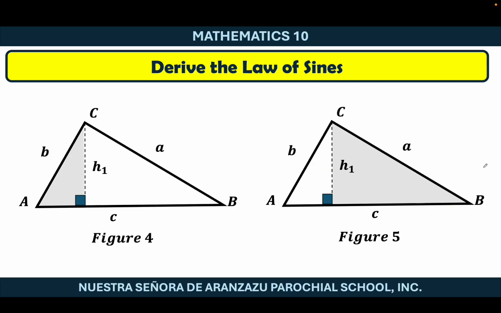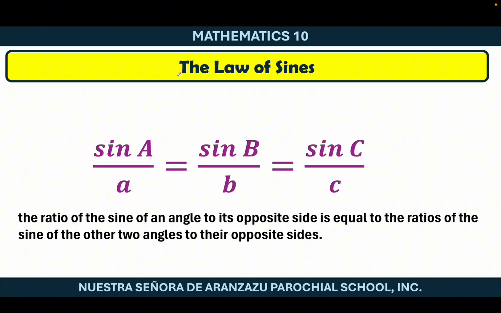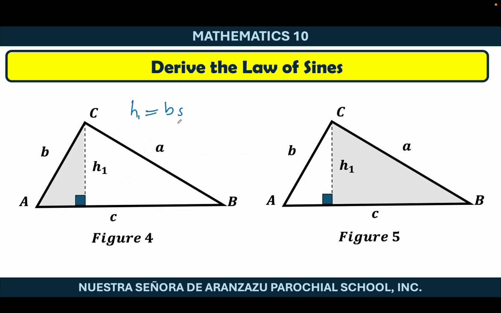Let's rewrite here. In figure 4, what we got is h sub 1 is equal to b sine A. Now, let's solve this one, and let's say this is h sub 2. This part of the triangle, earlier the part we took was the shaded one. This one is the other side.